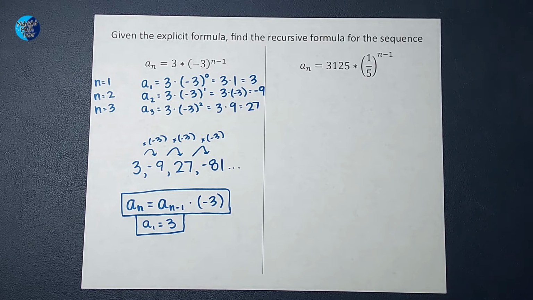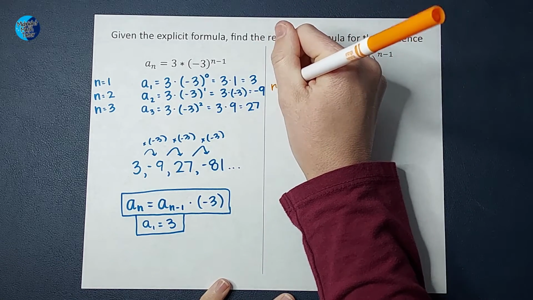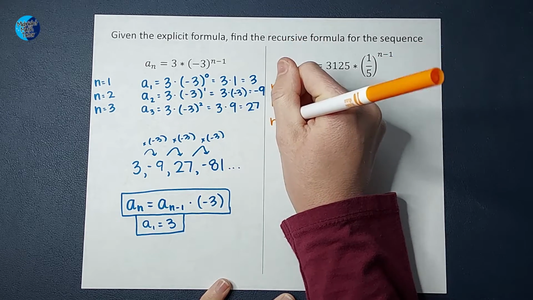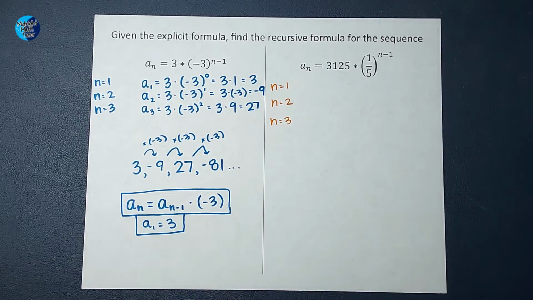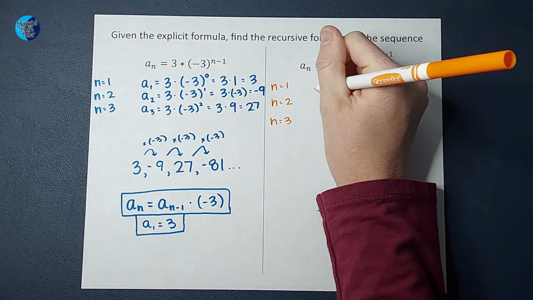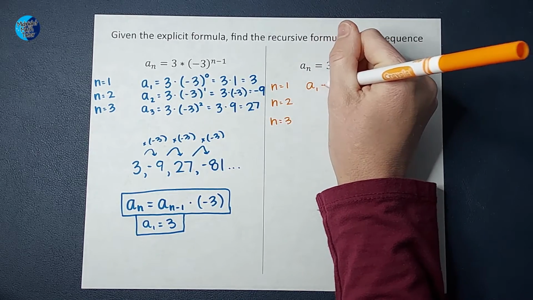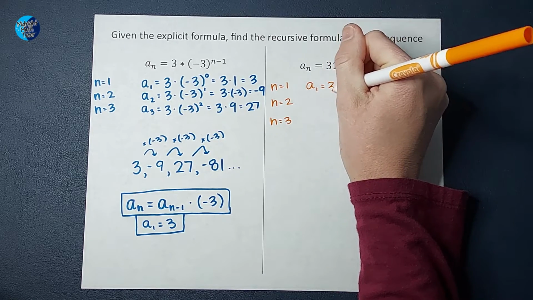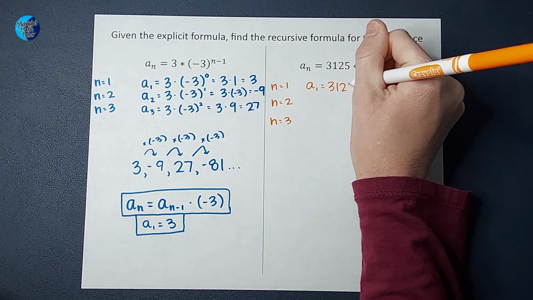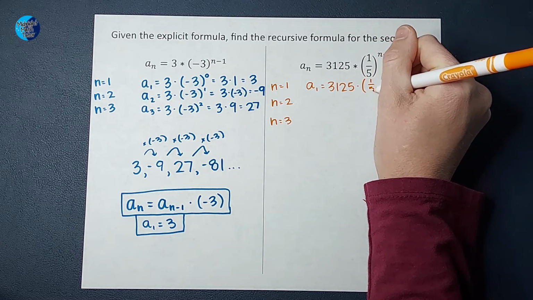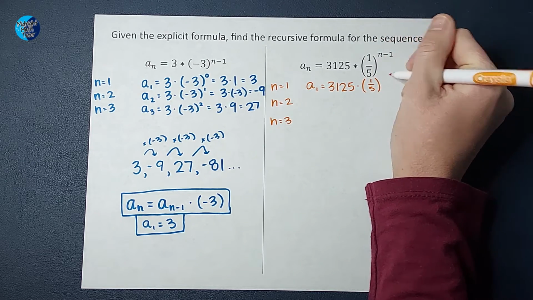All right, let's do it one more time to solidify that, because why wouldn't we want to? So again, let's find the first three numbers. That'll help us establish the pattern. So the first number, a sub 1, is equal to 3,125 times 1/5 to the n minus 1 power.